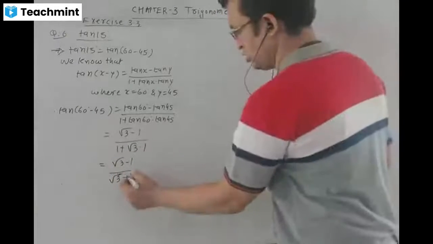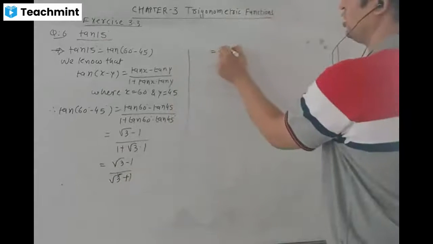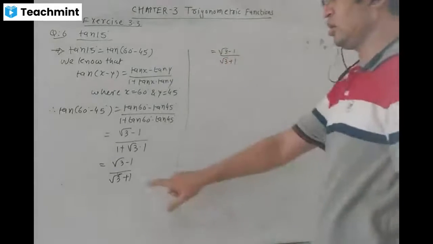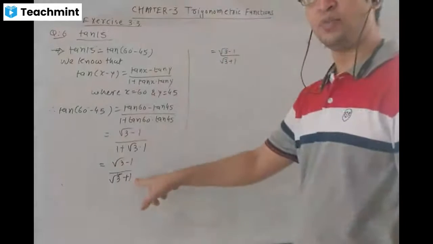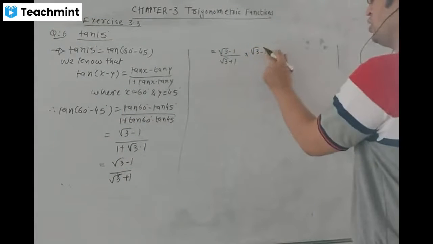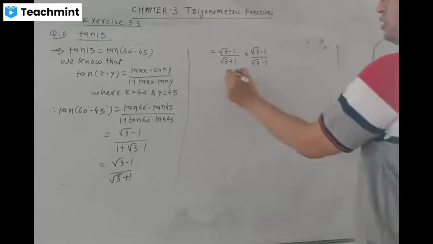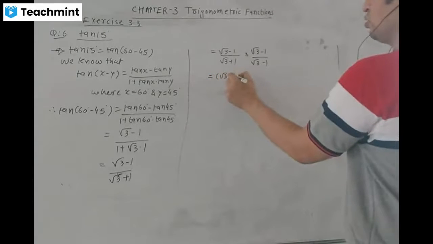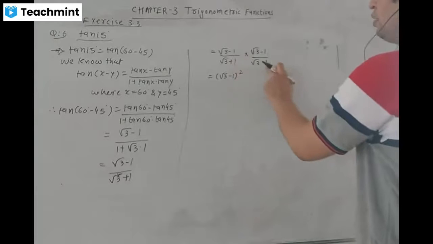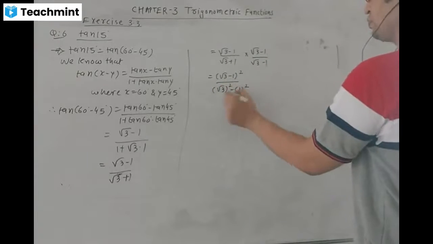Here the denominator is an irrational number. Rationalizing the denominator: root 3 minus 1 over root 3 plus 1. What is the rationalizing factor of root 3 plus 1? That is root 3 minus 1. We multiply numerator and denominator both by root 3 minus 1. In the numerator we get root 3 minus 1 whole square, and in the denominator, (a plus b)(a minus b) is a square minus b square.